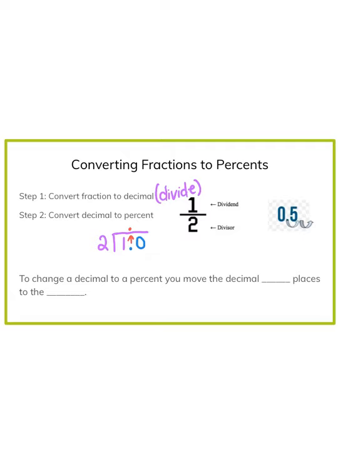2 cannot go into 1, so we put the 0 above the 1, but it can go into 10. 2 goes into 10 5 times. 2 times 5 is 10, and when we subtract 10 from 10, we're left with a remainder of 0. So now we know that 1/2 is equivalent to 5/10, which we can see right here.